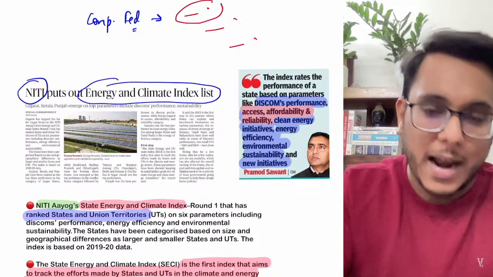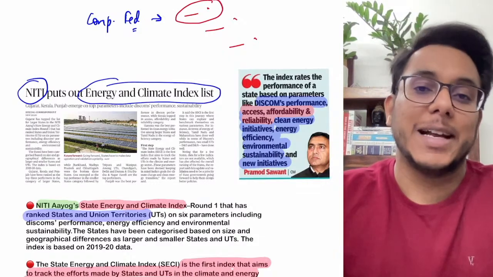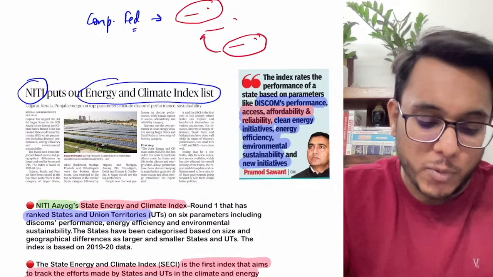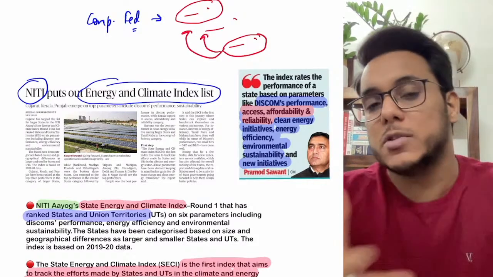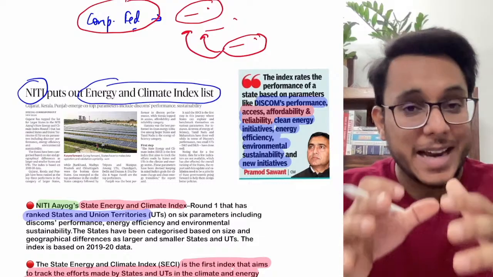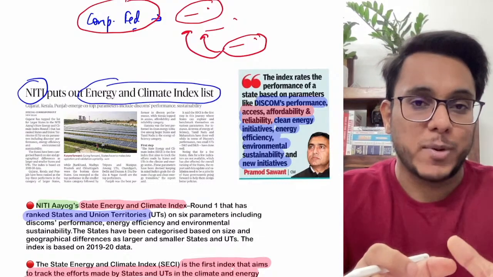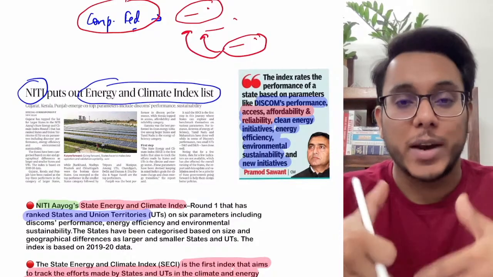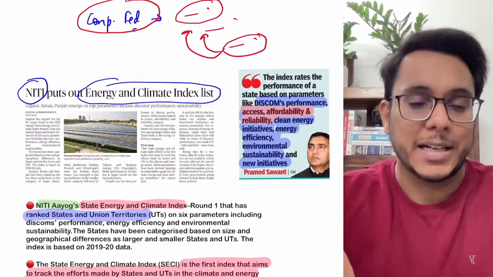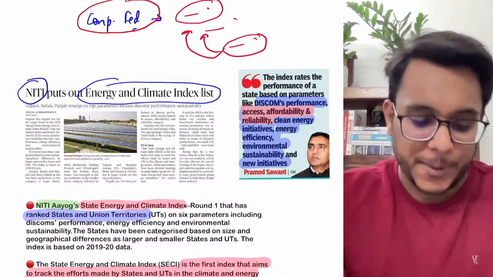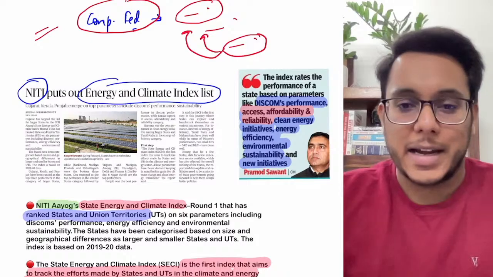The states at the top will try to retain that top position, and the states at the bottom will try to improve. A competitive spirit will come. So competitive federalism is putting the states in a competition-type situation where they are fighting in a positive manner to improve on certain indicators. These indicators could be infrastructure, social, health, anything. So that is the idea of competitive federalism.